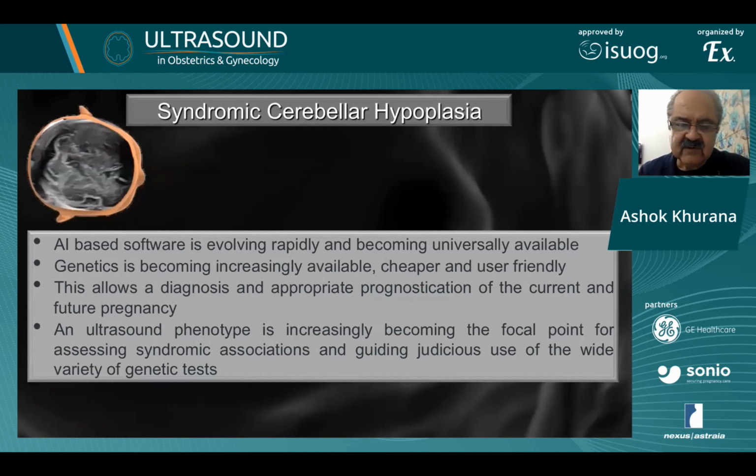So the conclusion that I want you to carry home is that AI-based software is evolving rapidly and becoming universally available, and we should be using it. Genetics is becoming increasingly available, cheaper, and user-friendly, and we now have a good guide on what to use when, because this genetics helps us in a diagnosis and appropriate prognostication of this pregnancy as well as future pregnancies. And an ultrasound phenotype is increasingly becoming the focal point for assessing syndromic associations and guiding judicious use of the wide variety of genetic tests.